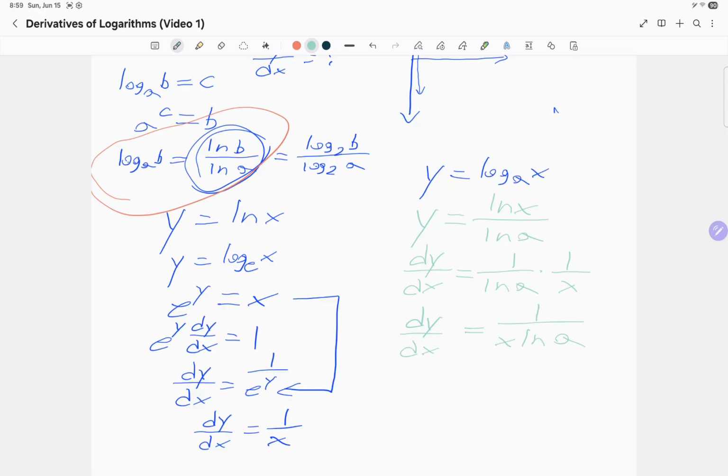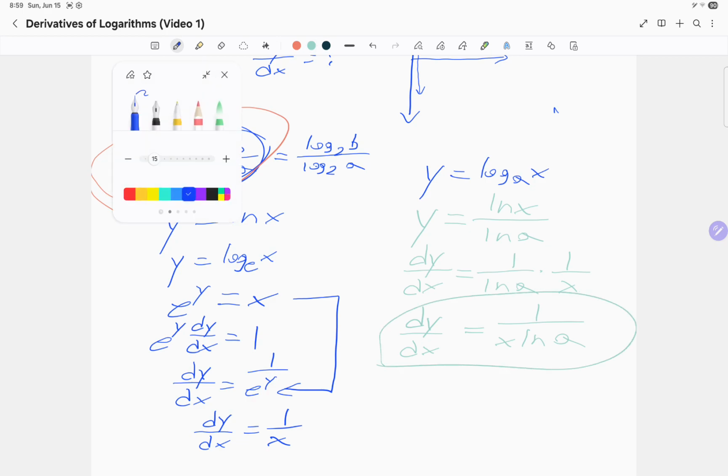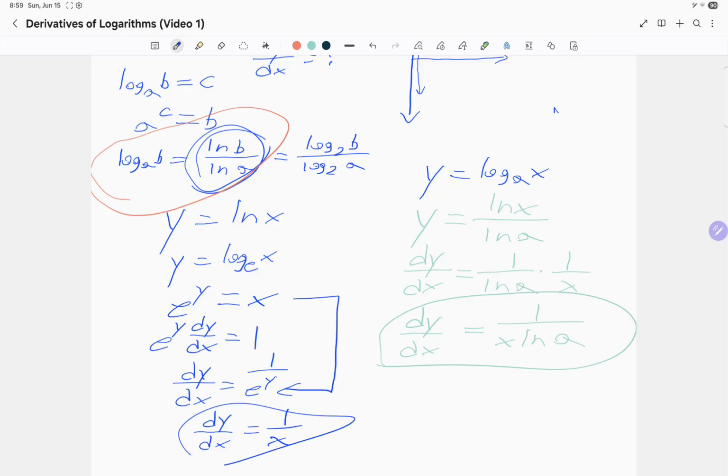I don't know why I chose to use this color, but if we go back to our original color here, let me see. I was using blue. There you go. So there you go. That was a nice and easy way to find the derivative of a logarithm of any base, not just our natural log over here. So I think that's all I wanted to cover.